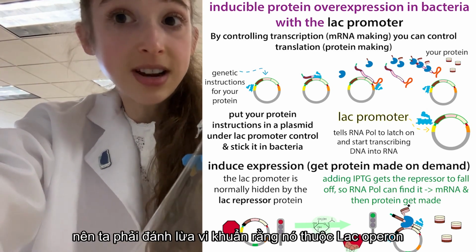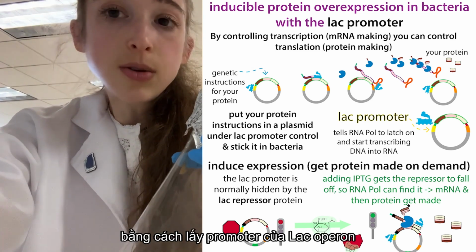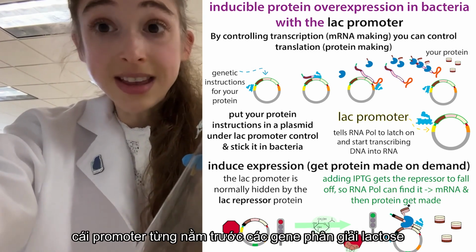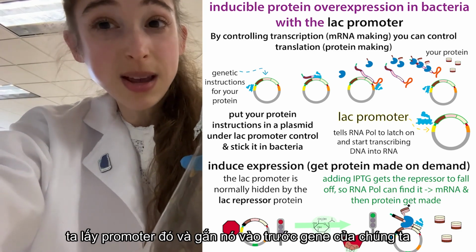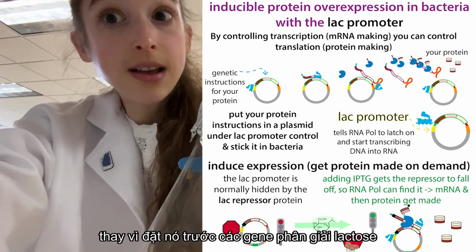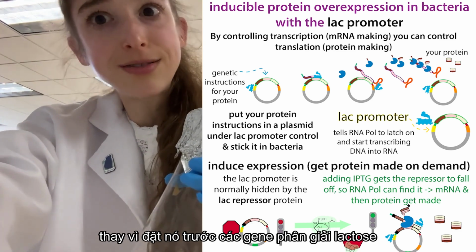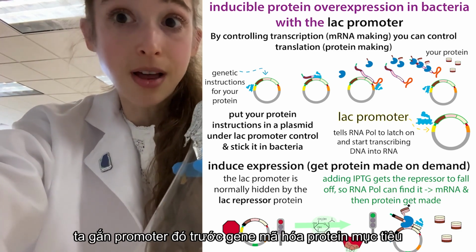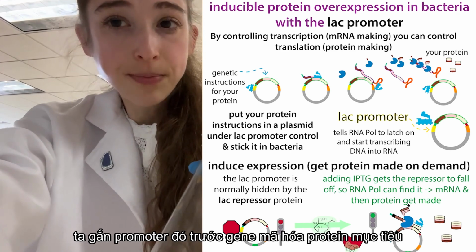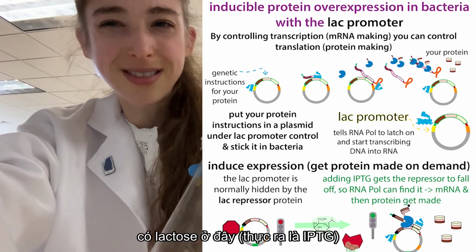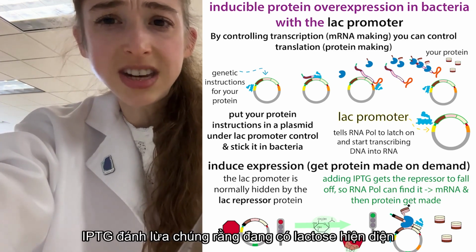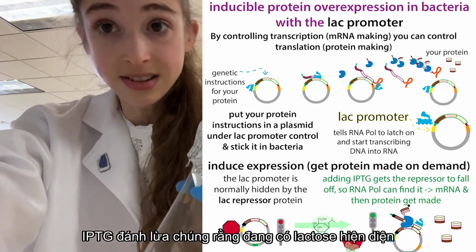So we trick the bacteria into thinking that it is. We take that lac promoter, that thing that was in front of all those lactose breakdown genes, and instead of having it in front of the lactose breakdown genes, we stick that promoter in front of our gene of interest. And now the bacteria are like, oh, there's lactose around. And there's not even lactose around. It's IPTG. But that fools them into thinking there's lactose around.